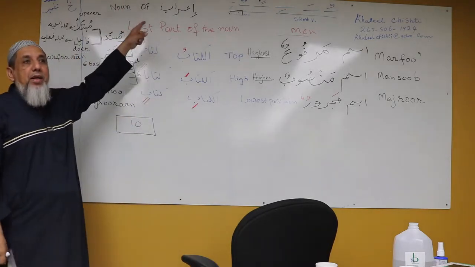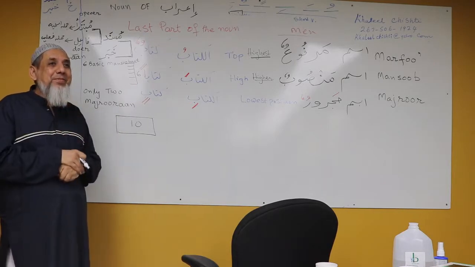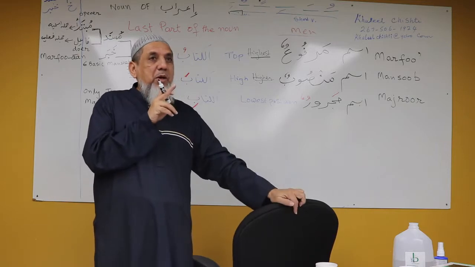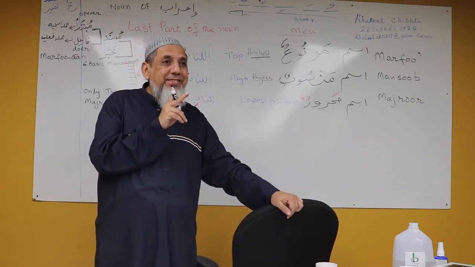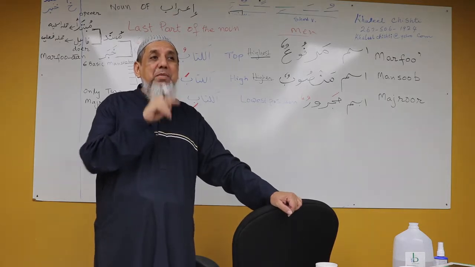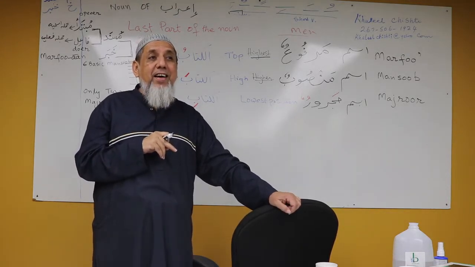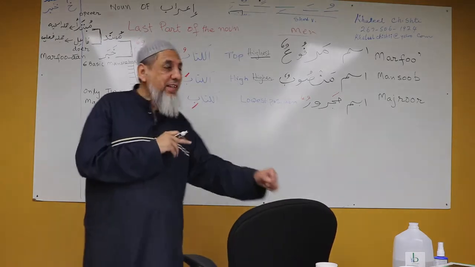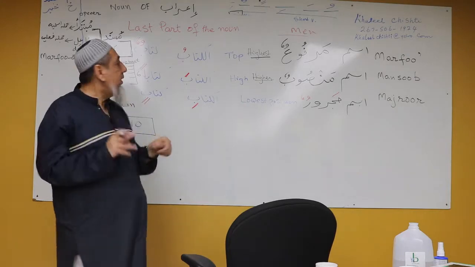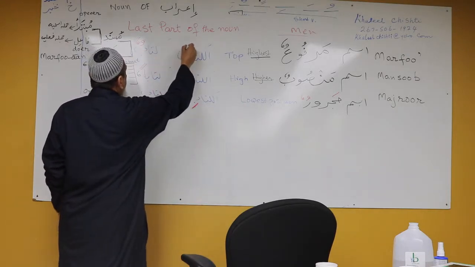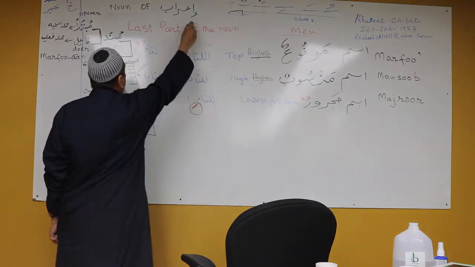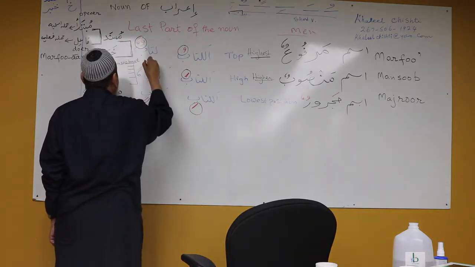Don't say Arab. What is Arab? Bedouin. Bedouin, yes. And you see, on the scale of Arab, af'al. So you see the difference between Arab and I'rab. These things are called I'rab.